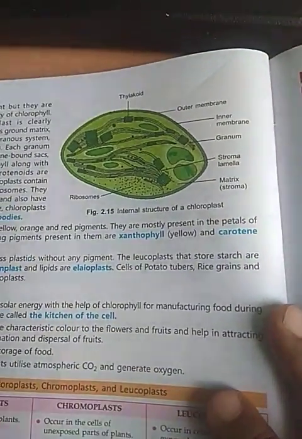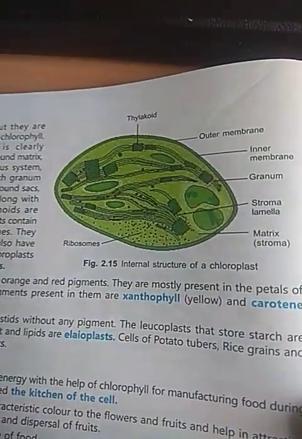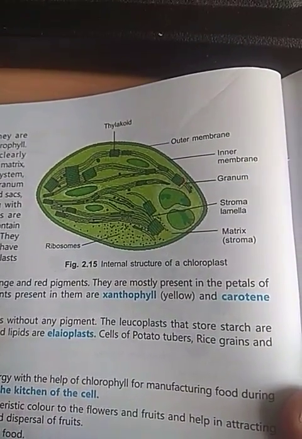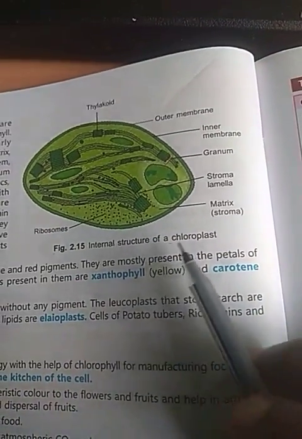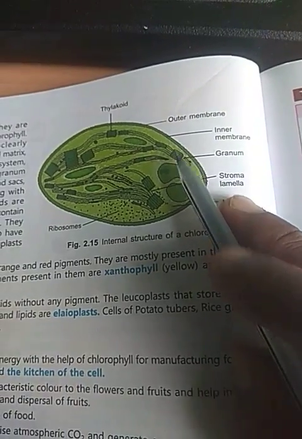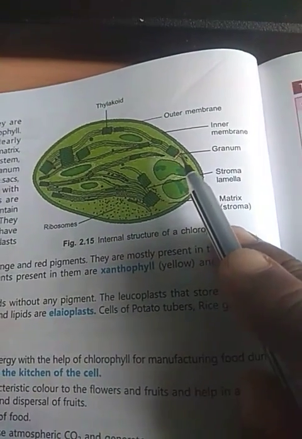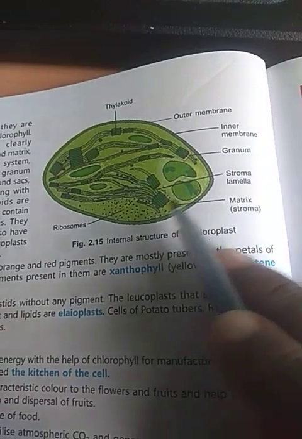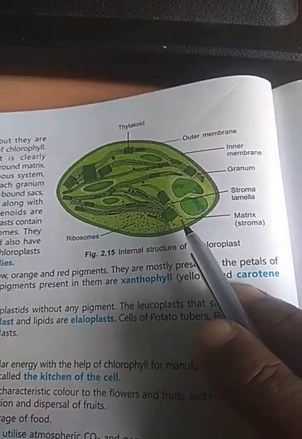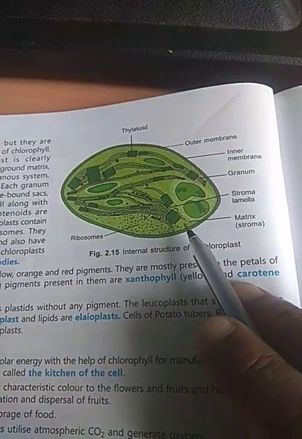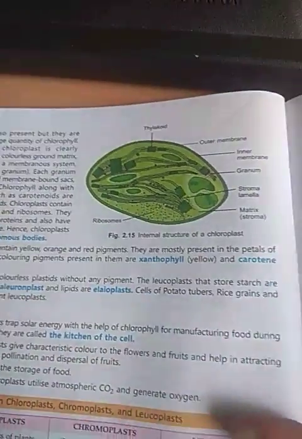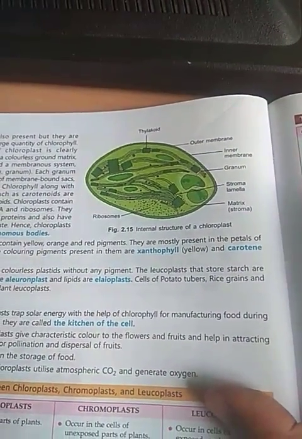This is the structure of chloroplast. Try to draw the figure of the chloroplast also. You will see that there are two membranes, the outer membrane and the inner membrane. This structure is called granum and these are called stroma. The material present inside is called matrix, and the dot-like structures are called ribosomes. This is the structure of the chloroplast.